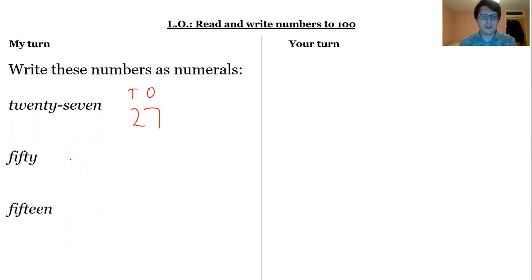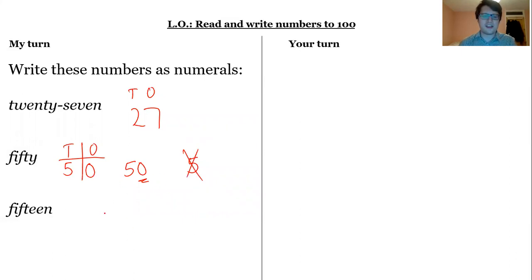50, I need to think really carefully about this. Think about my 10s and my 1s. Well, I've got 5 10s, but then no 1s, and I need that placeholder there, that 0. If I just had 5 like that, well, that would just be the number 5, wouldn't it? So I need that placeholder to show me it's 50.